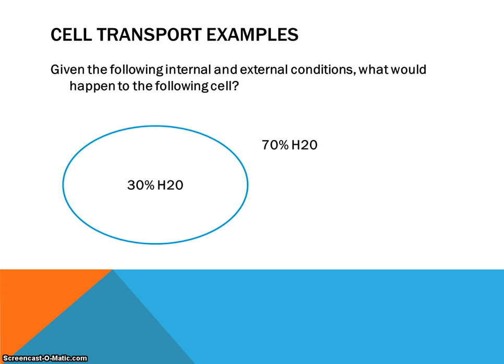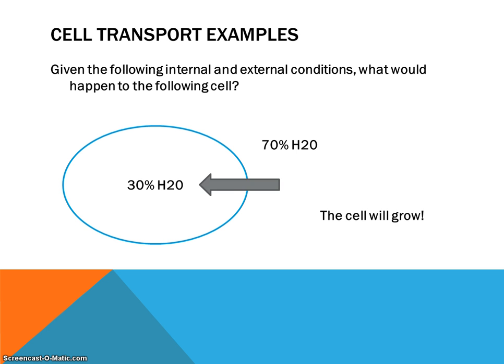What about this one? Okay, think about it for a second. Where's the high concentration? Where's the low concentration? Water goes from high to low. Is it going to go inside the cell? Outside of the cell? We know it's not going to stay the same. Here is our high concentration outside of the cell. Low inside, high to low, the cell's going to grow. Water's moving inside to make it balanced.